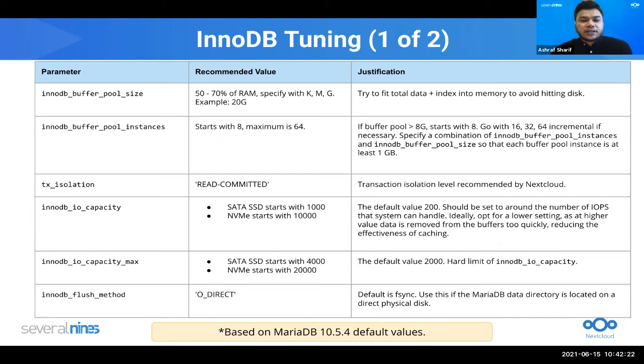tx_isolation, this is transaction isolation, should be set to READ-COMMITTED as recommended by Nextcloud. The default value in Galera is called REPEATABLE-READ, which is a higher isolation level.